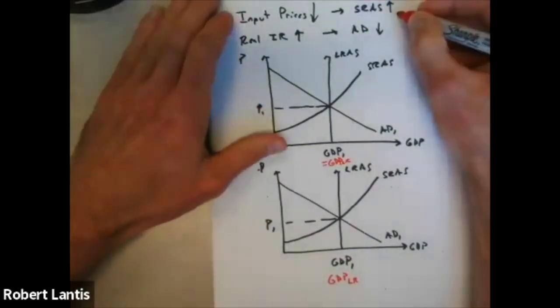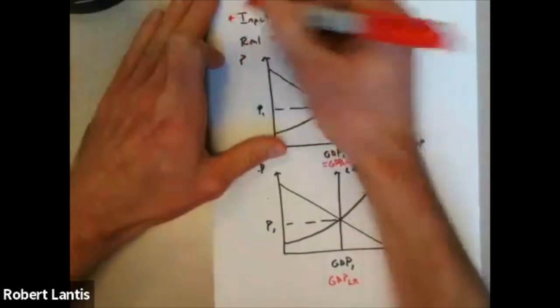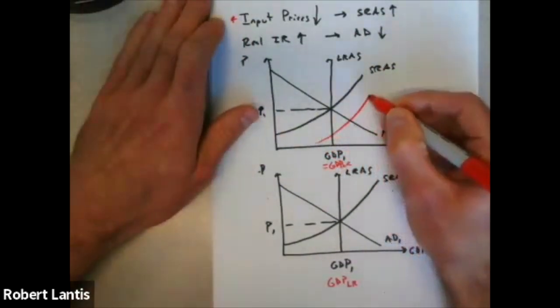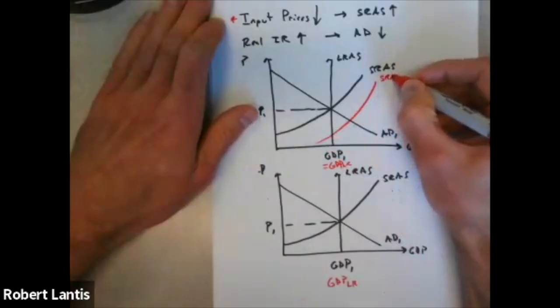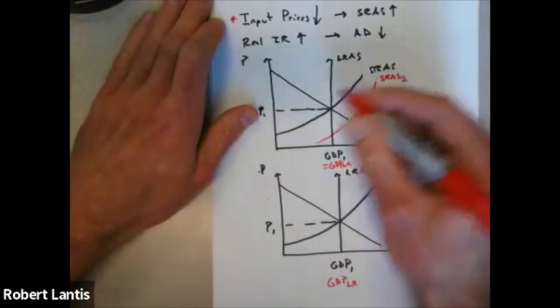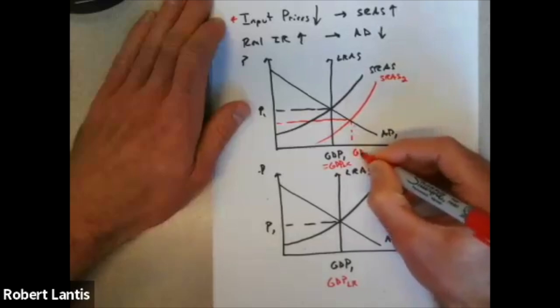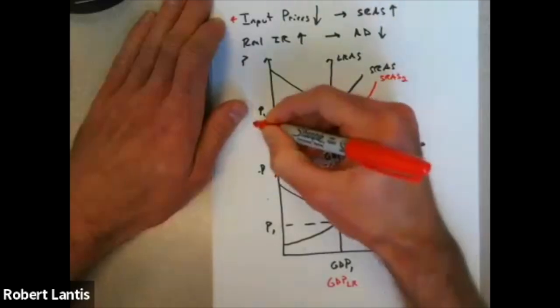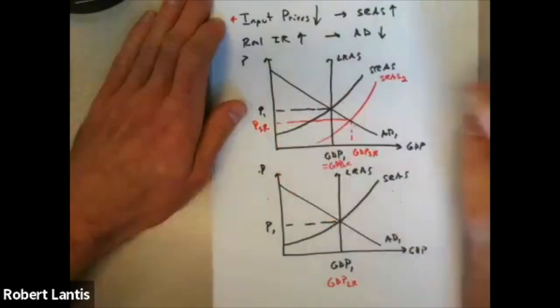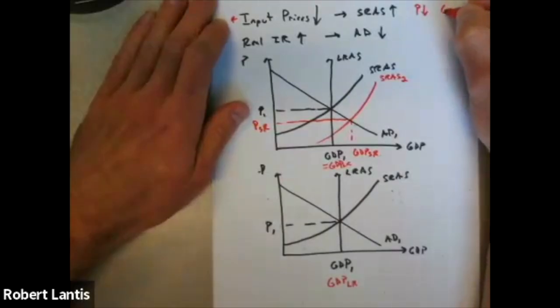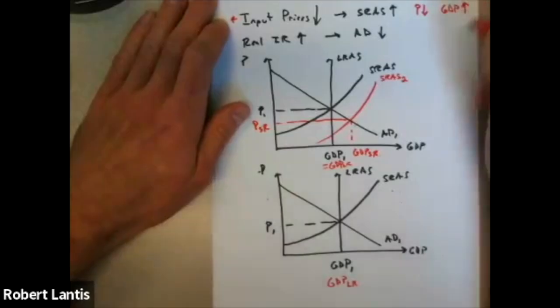Now, what happens from that input price decrease? Well, that's going to increase our aggregate supply, which does what? It pushes short run GDP to be higher and our short run prices to be lower. Okay, so prices are going down in the short run, GDP is going up.